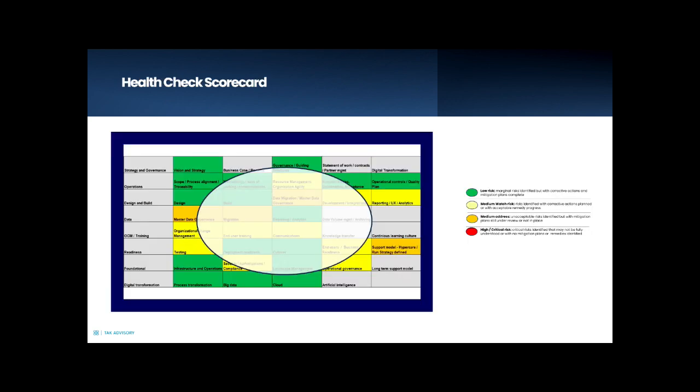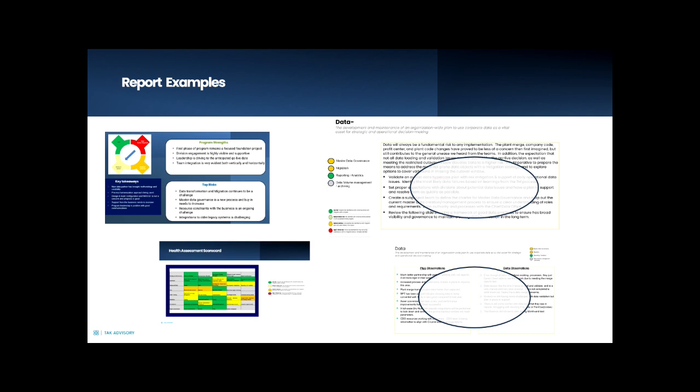The health check scorecard, as we said before, is part of the project management summary. It will show you risk levels by low risk, medium watch, medium address, and high risk. And also, if marked in gray, that just means that it wasn't in scope for the effort. It will contain an executive summary, a health assessment scorecard, and then various observations for each one of the major categories. Again, this is based on the information provided to us during the interviews and the artifacts.